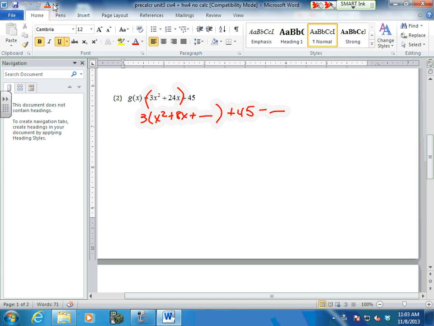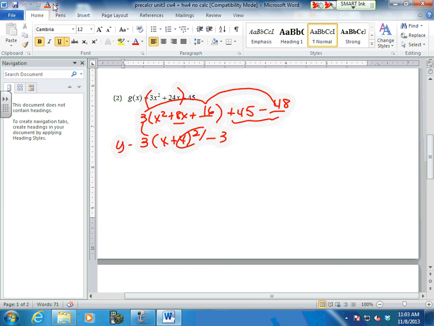Now, take b and give me half of 8. So x plus 4 squared, and I'm going to bring down the 3. What is 4 squared? 16. Now, before we can get it out of this parentheses, we have to distribute it out. So what is 16 times 3? 48. And just combine those like terms.